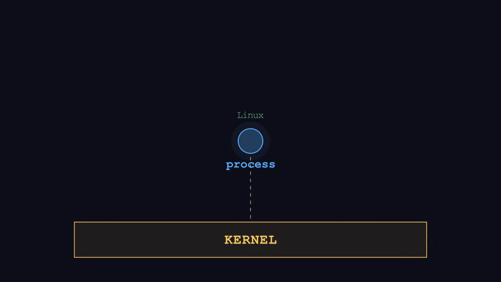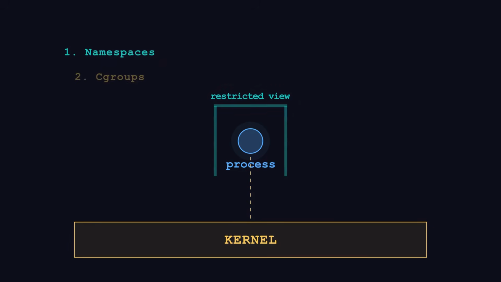A container is just a process, a regular Linux process, running on the same kernel as everything else. No virtual hardware, no guest OS. But the kernel plays a trick. It gives this process a restricted view of the world. And it does this with two features.